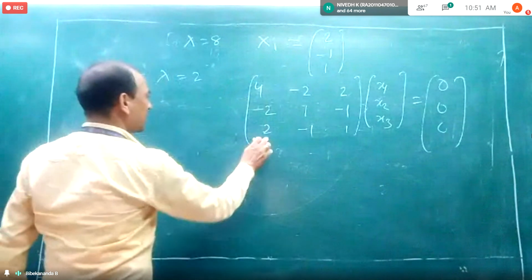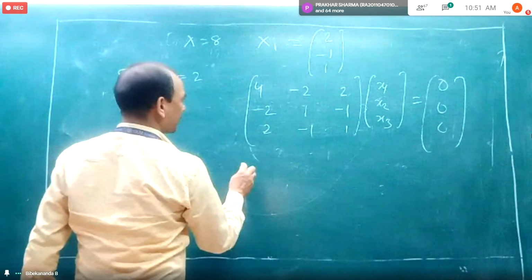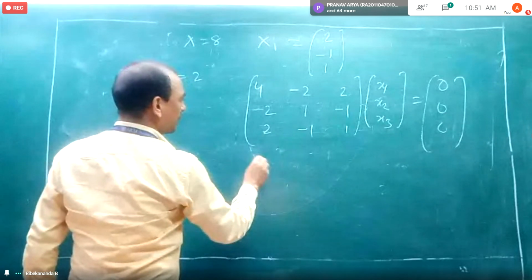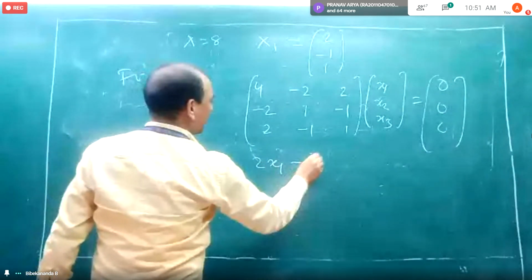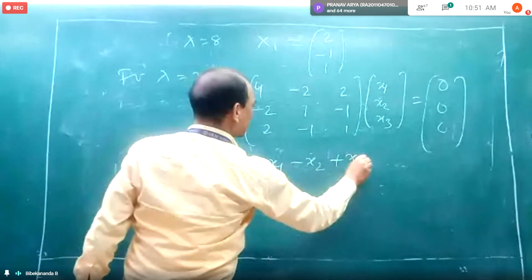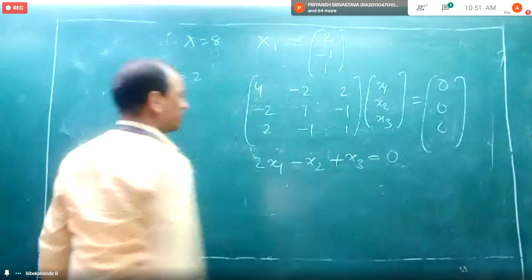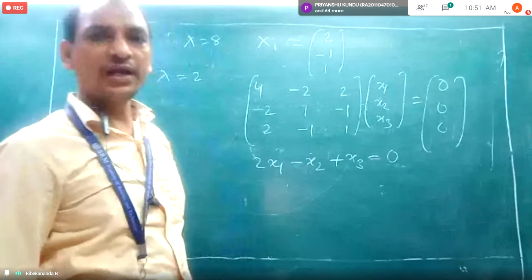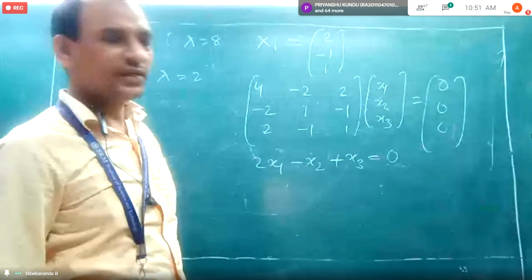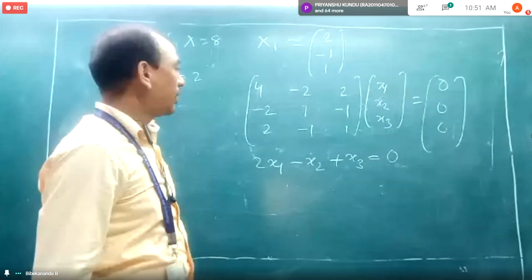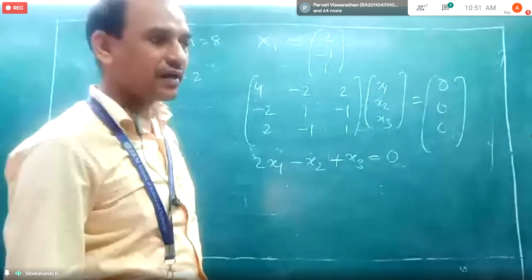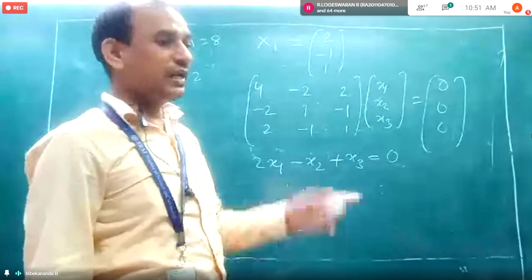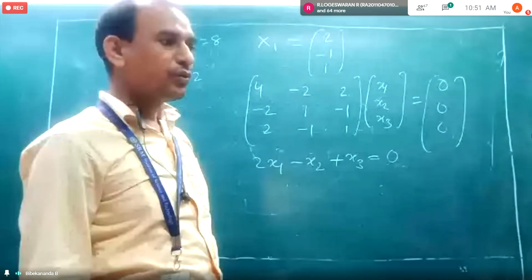And so what is the row equation you tell me? 2x1 minus x2 plus x3 equals to 0. No need to write all the things. And so how many equations, how many unknowns are there? One equation, three unknowns.